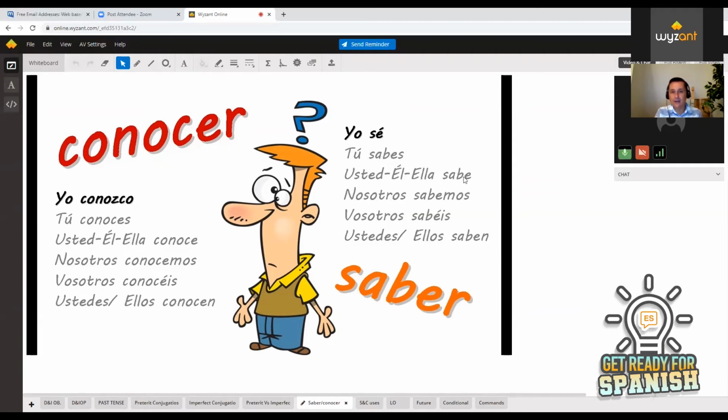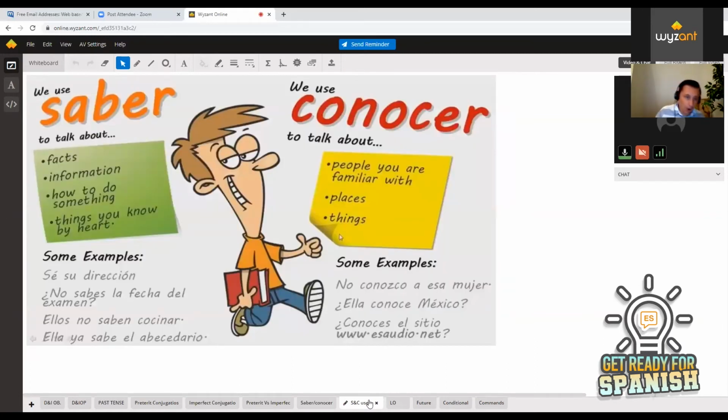Yo sé, sabes, sabe, sabemos, sabéis, saben, okay? It's a regular verb, except for the yo form that goes to sé. Conocer, same thing. It's a regular verb, except for the yo form that goes to yo conozco. Everything else is just regular, with the endings in the present tense that you already know. Why do we study this? Like I said, they both mean to know. So when do we use one? When do we use the other one?